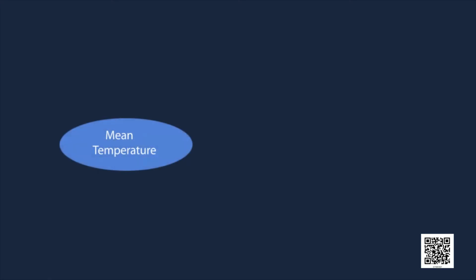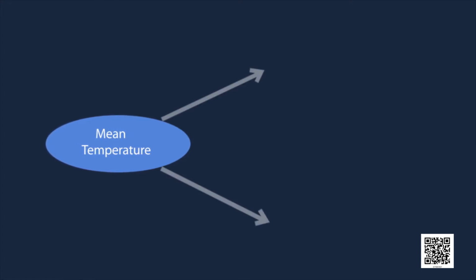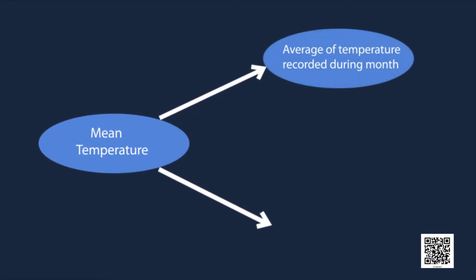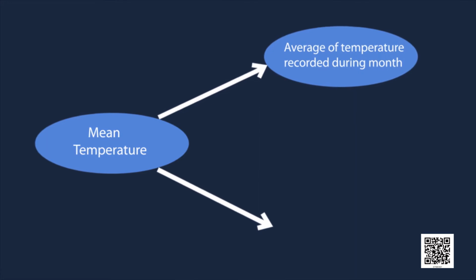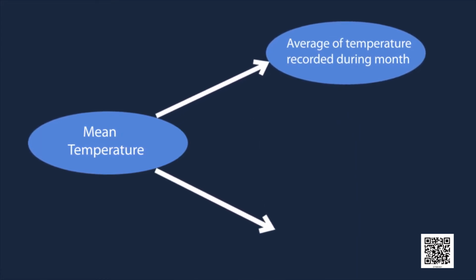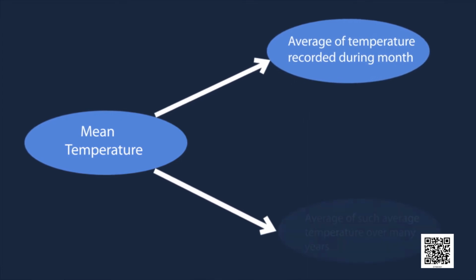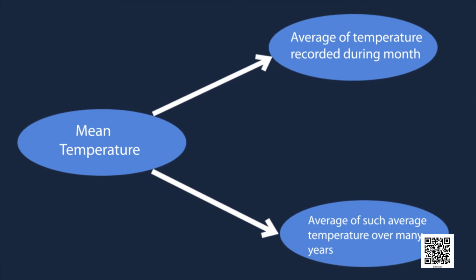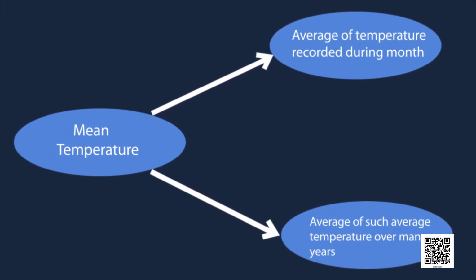This calculation is done in two steps. First, we find the average of the temperatures recorded during the month. Second, we calculate the average of such average temperatures over many years. This gives mean temperature, which helps to estimate the climate of that place.